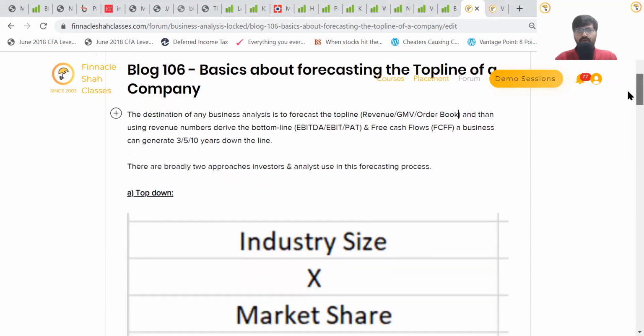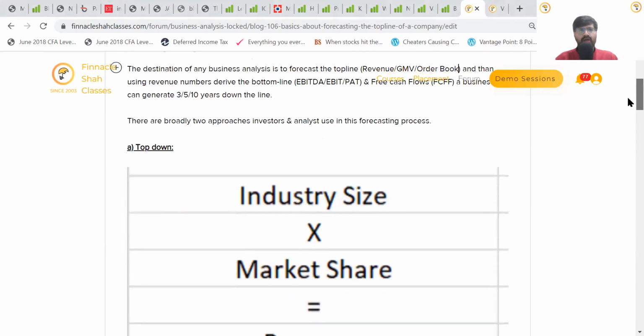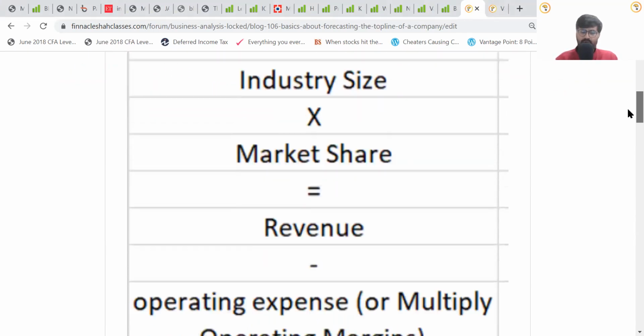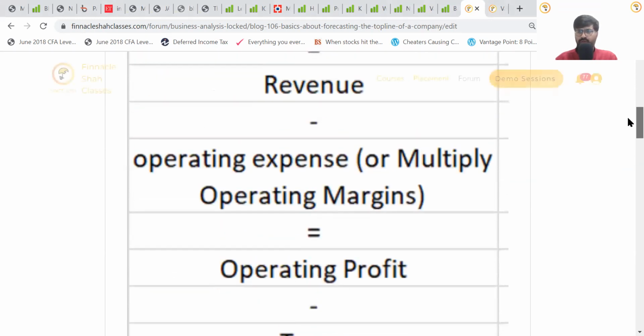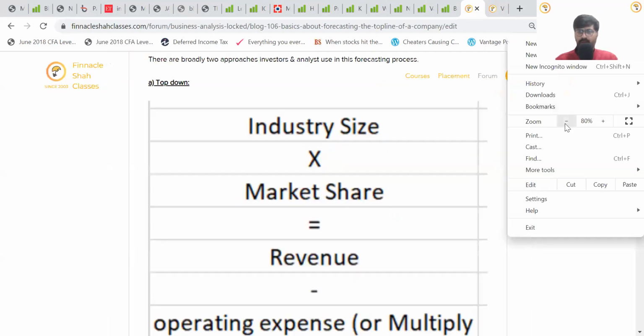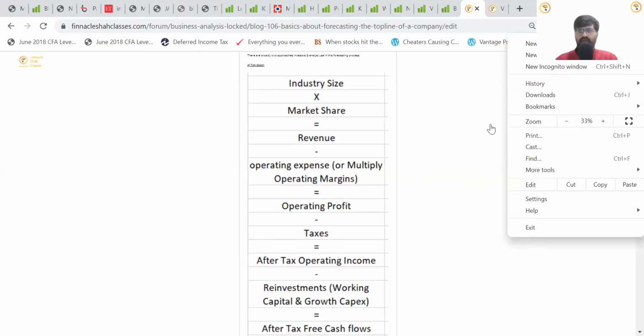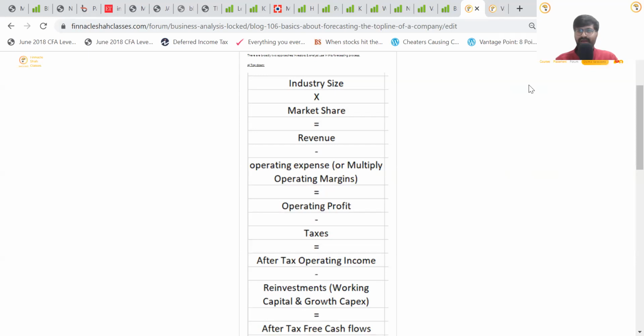Okay, so let's directly jump to the top-down approach here. The premise of the top-down approach is pretty simple. So I will do one thing. I will zoom out a bit now, so that the entire image comes here neatly. All right, so see, this is the entire image of a top-down approach.